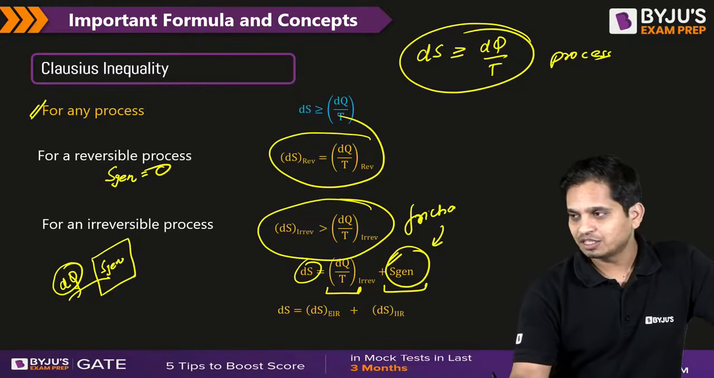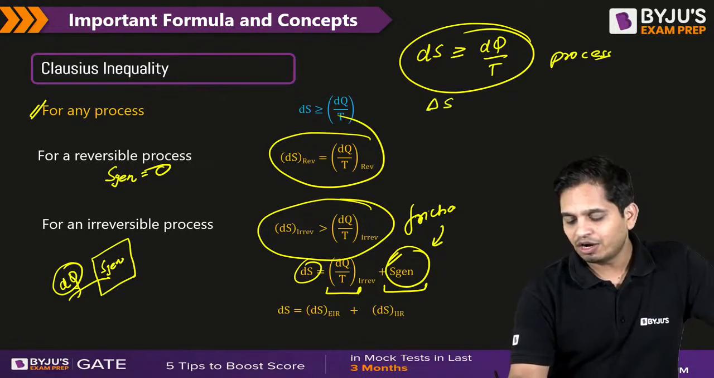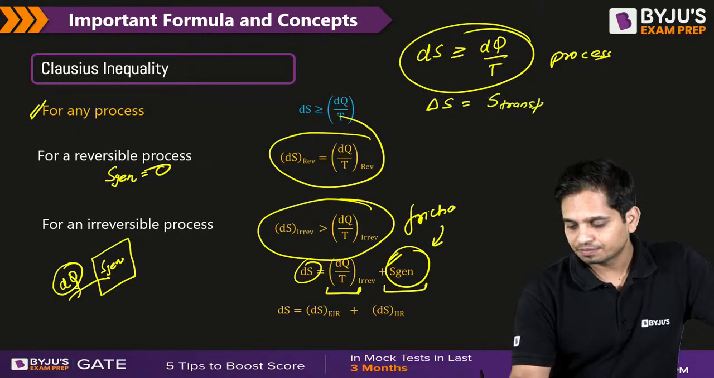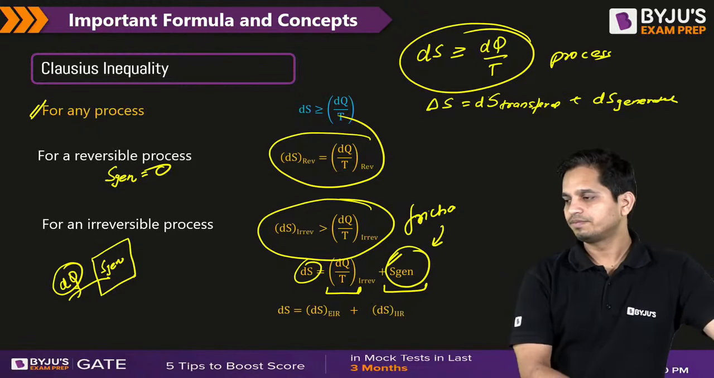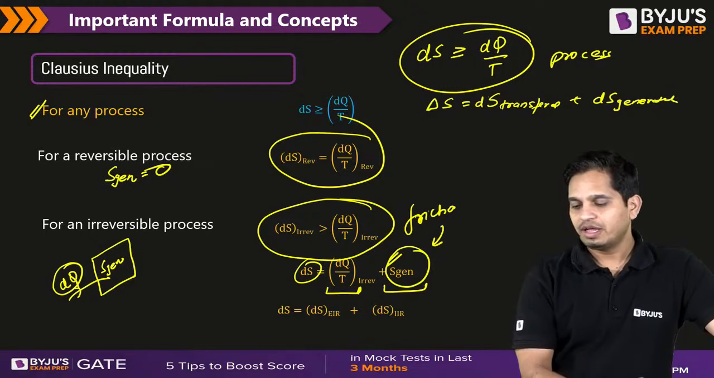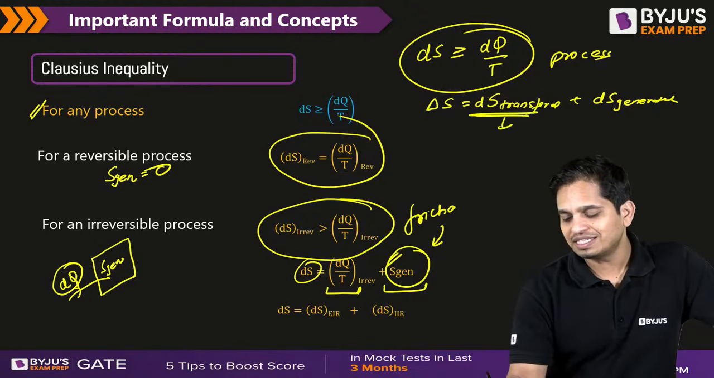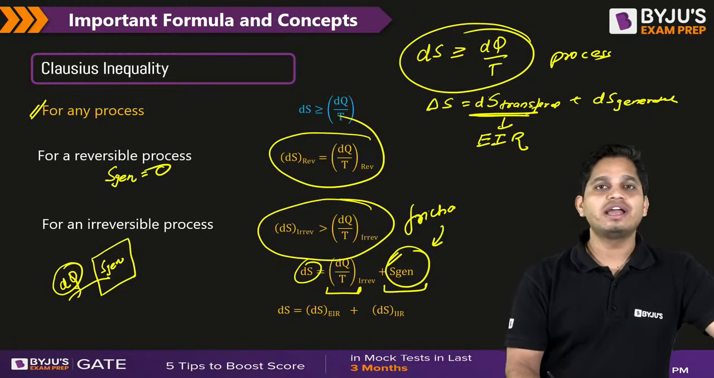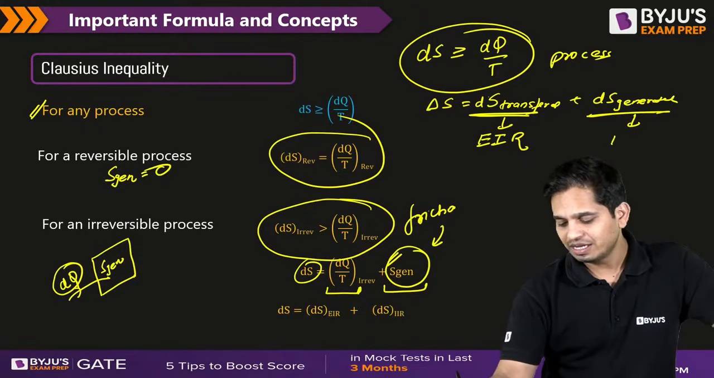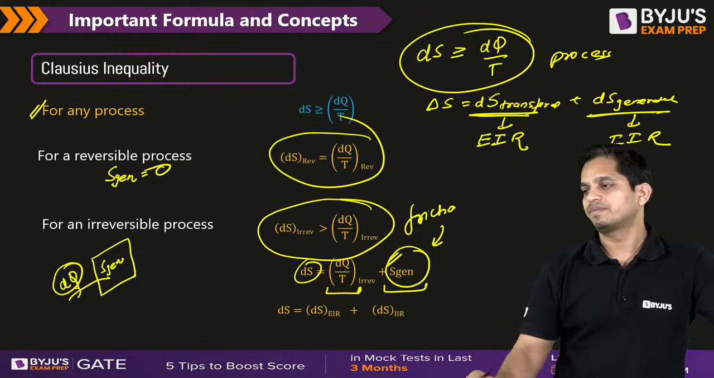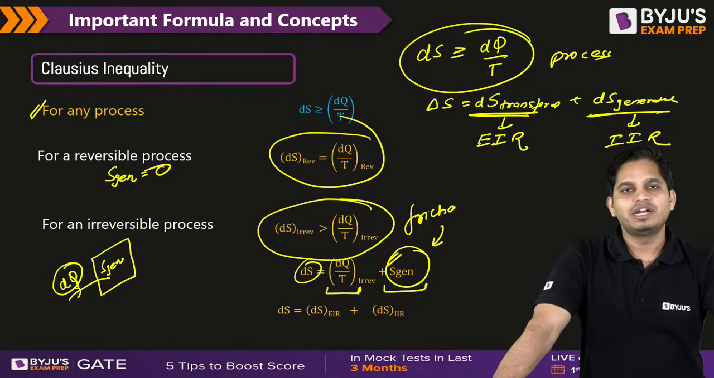Okay, so the change in entropy happens because of entropy transferred through the boundary plus entropy generated inside the system. Entropy transferred is called external irreversibility, and what is generated inside the system is called internal irreversibility.